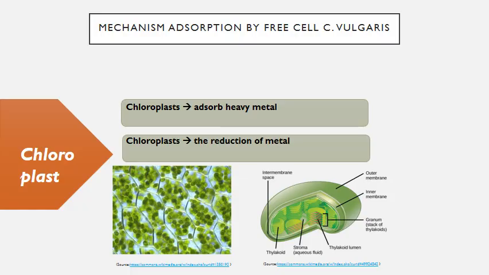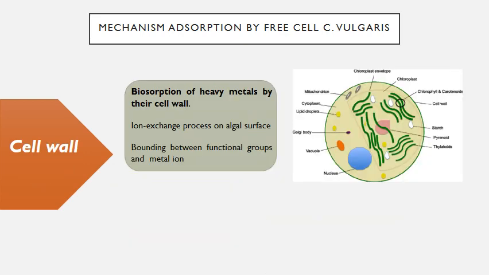So, the mechanism of adsorption by the free cells of Chlorella vulgaris: we know that the chloroplast is a part of Chlorella vulgaris that has a function in removal. The chloroplast produced by Chlorella vulgaris boosts the ability to absorb the heavy metal and also to reduce the metal. This is an illustration of how the chloroplast exists inside Chlorella vulgaris.